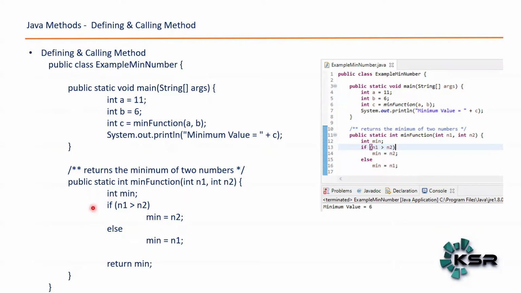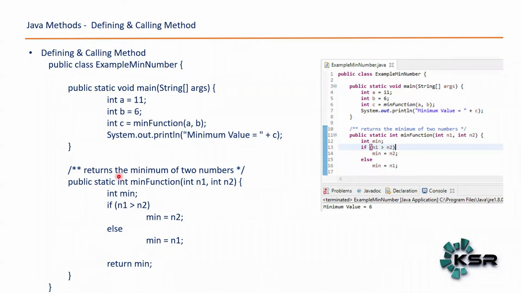Okay, so here again, this operator we have not seen, that we'll see in the upcoming session. So we are checking whether 11 is greater than 6, true or false. This condition we have not seen. That is an operator that we'll see maybe in a few minutes. So greater than returns true or false. If it is true, it is going to assign n2 to minimum, else it is going to assign n1 to minimum.